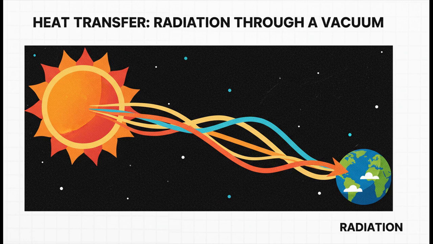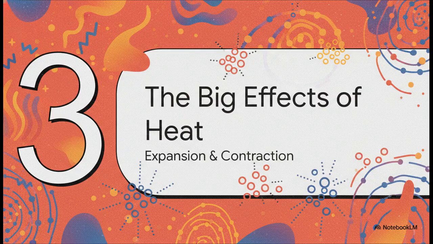And the third one is radiation. So how does the heat from the sun get to us? It's millions of kilometers away, across the empty vacuum of space. There are no particles to conduct or convect. Well, the answer is radiation. Heat travels as electromagnetic waves, just like light. It doesn't need any medium to travel through, and it's the fastest way for heat to get from one place to another.